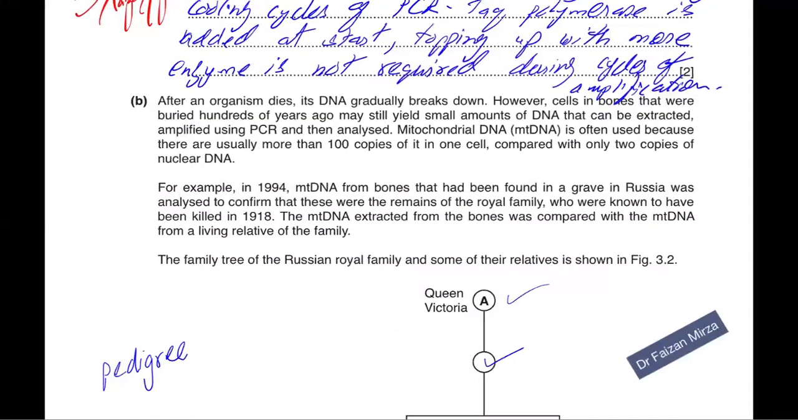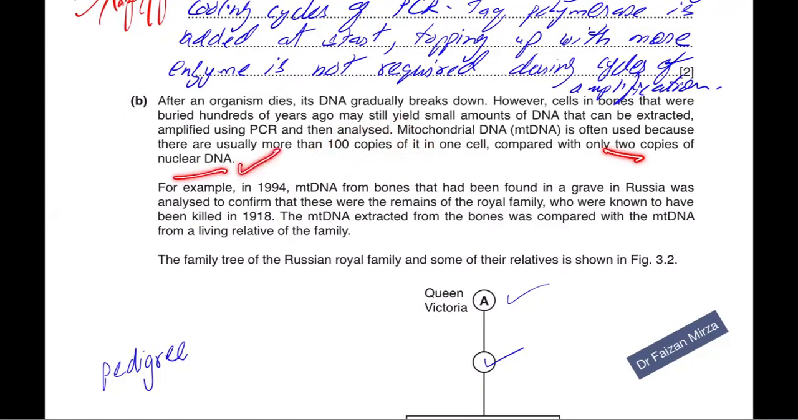The next part takes you to selection and evolution, in which we study mitochondrial DNA. They say that once an organism dies, the DNA gradually breaks down. However, the cells in bones that were buried hundreds of years ago may still yield small amounts of DNA that can be extracted, amplified using PCR, and then analyzed. Mitochondrial DNA is often used because there are usually more than 100 copies of it in one cell. Why? Because there are many mitochondria in one cell. Every cell may have as many as 100 mitochondria, so there can be 100 copies of mitochondrial DNA in one cell, compared to only two copies of nuclear DNA, because inside the nucleus the DNA is basically that of a diploid cell.